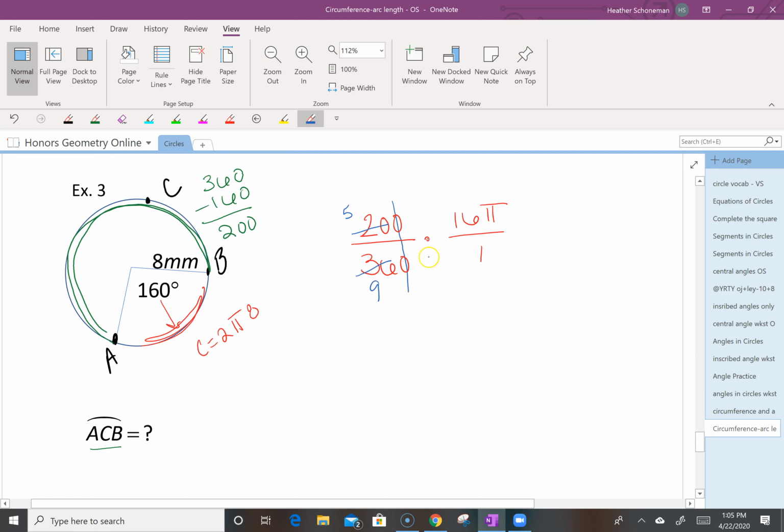Now we can check 9 and 16. Will that reduce any? Nope. So now I'm just going to multiply straight across the top. I have 5 times 16, which gives me 80. So on the top, I have 80 pi. On the bottom, I have 9 times 1, which is 9. And my label is millimeters because it's a length.